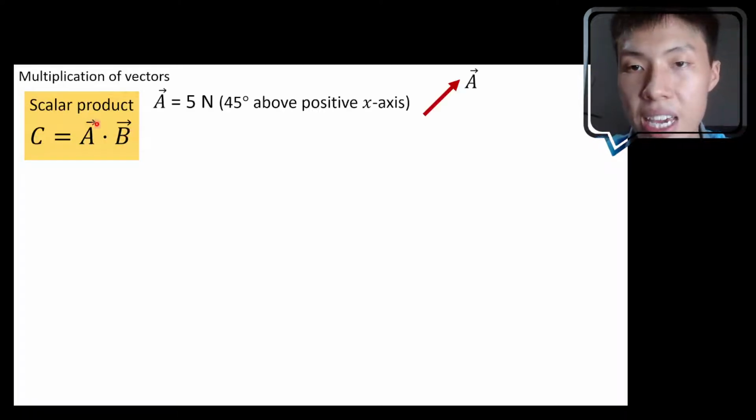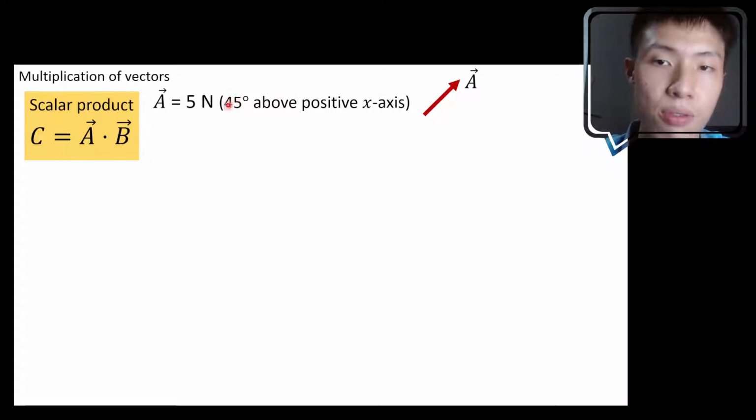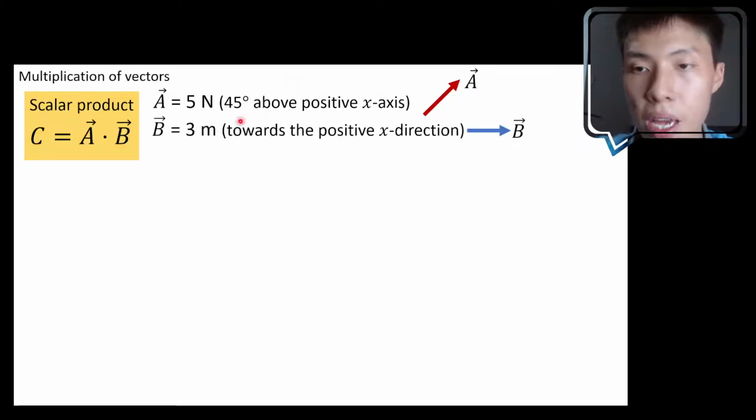Let's say vector A here is 5 Newton and it's 45 degrees above the positive x-axis, which we looked at in the previous video. It's the same example. Vector B is 3 meters and it's pointing towards the positive x direction, which is also as shown here.